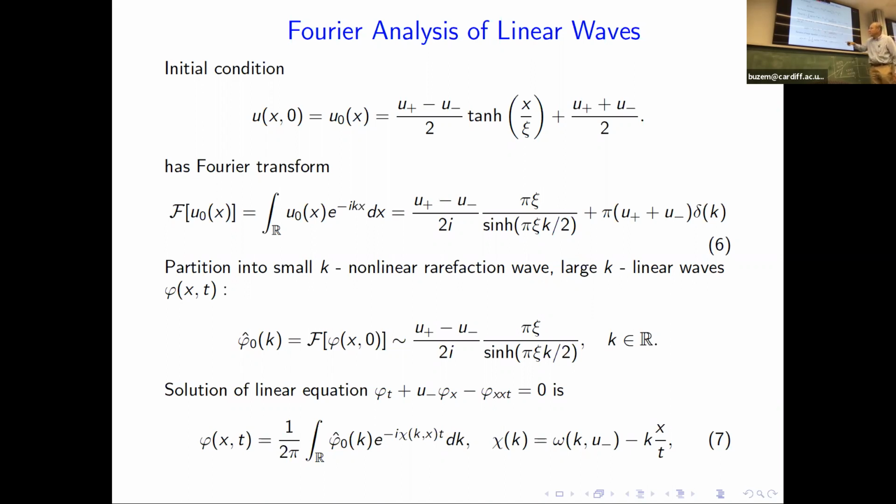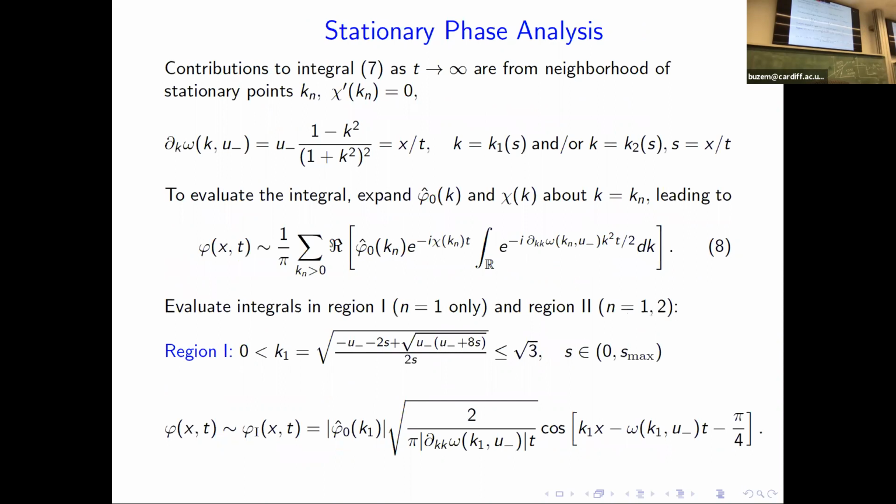Here's the Fourier transform. And so we can write the solution of the linear equation. These are small amplitude waves, so it's a good approximation to look at the linearized equation around u minus. And here's the solution where the exponential term comes from the dispersion relation. And then there's the kx over t, which is the piece of the rarefaction wave. Okay, so the contributions of the integral as t goes to infinity, which is, we're looking at comparatively long time. So we'll look at t going to infinity.